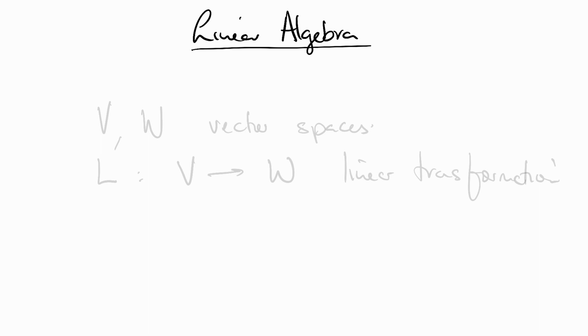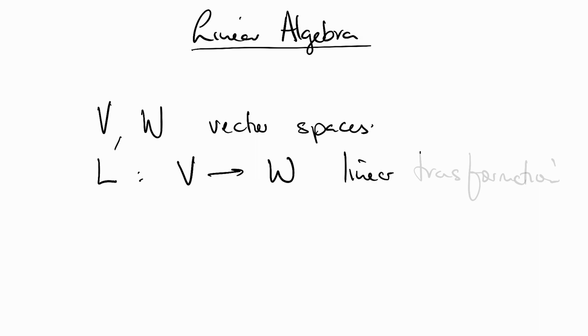In the last lesson, we introduced the idea of a linear transformation. We now have the definition and a few examples. Now let's go through the properties of linear transformations. So say we've got, in our setup, V and W are vector spaces, and L goes from V to W is our linear transformation.